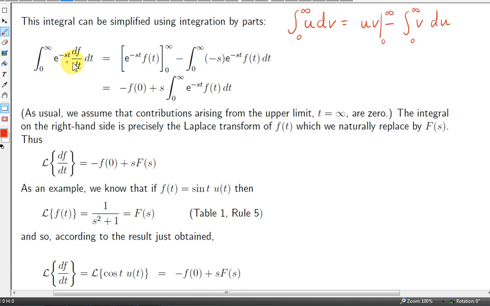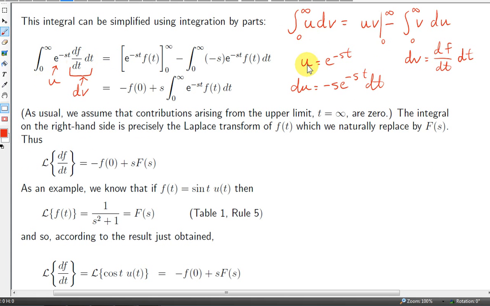We're going to let u equal e to the power of minus s times t. dv then is the rest of this integral. If u equals e to the minus s times t, when we differentiate this using the chain rule, when we differentiate e to the power of something, we get back that exponential, but we must multiply then by the derivative of the power. Differentiating this with respect to time, we get minus s. Then we can multiply both sides by dt, so there's du.